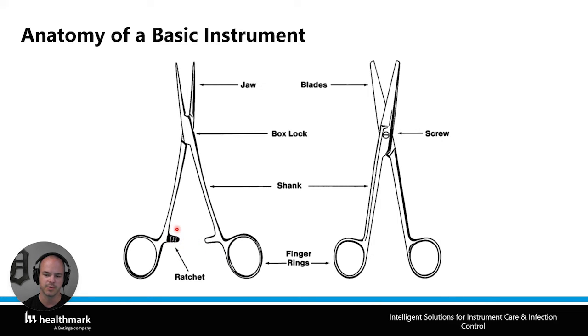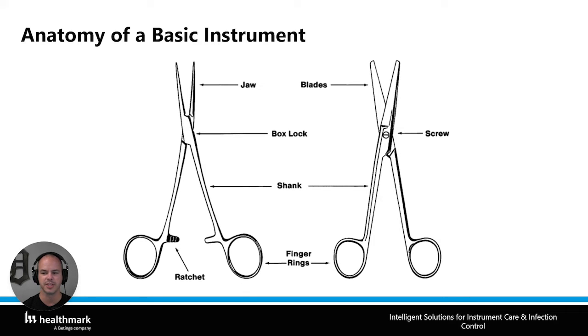This ratchet is what makes it a locking instrument. Sometimes that ratchet is really long, in the case of reduction forceps. So that's really important to know as well. But the jaws or the blades, those are the working end of the instrument. And then the finger rings is obviously where the surgeon or the assistant are actually going to hold the instrument.